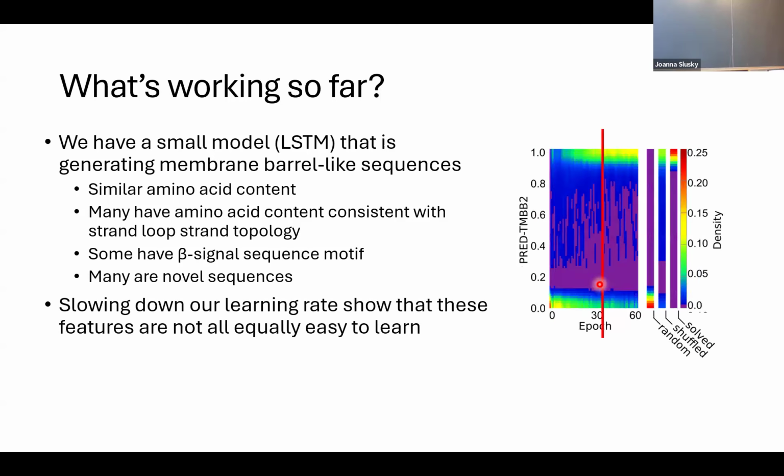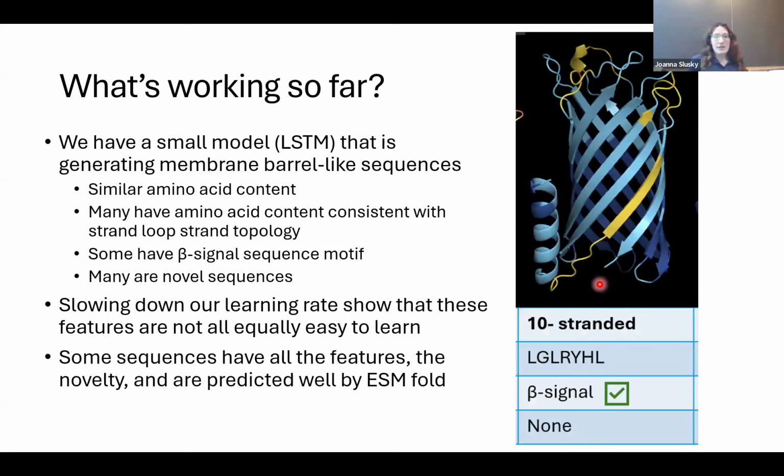And when we slow down the learning rate, we can see that not all features are equally easy to learn. In fact, it's much easier to learn the amino acid content than the specific motifs or the strand topology that we're seeing. And ultimately, some sequences have all the features and are novel and are predicted well by ESMFold, and we're very interested in characterizing those.